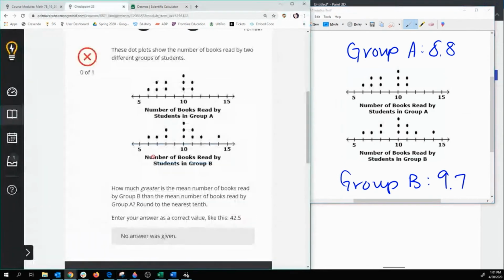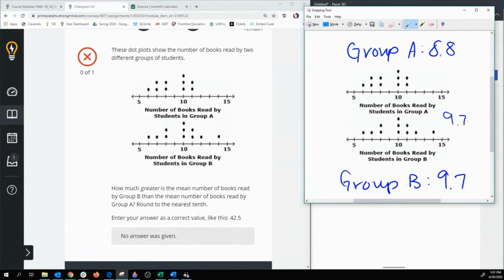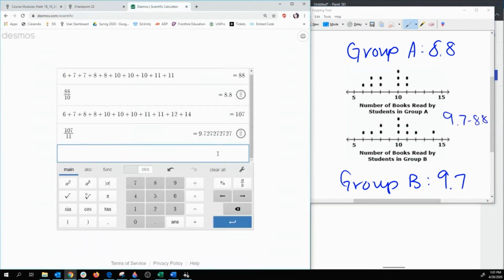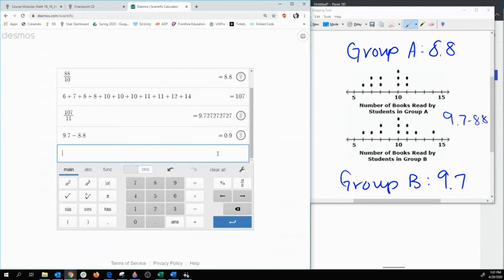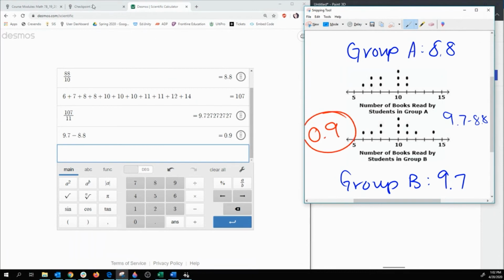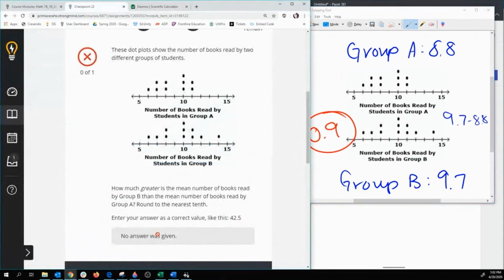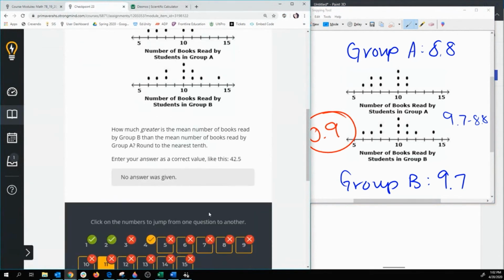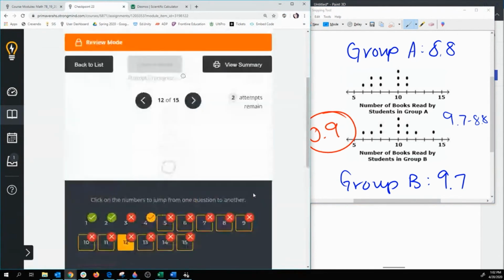So we want to know how much greater is the mean of books read in group B. When I subtract these, 9.7 minus 8.8, I get 0.9. So the correct answer for this one would be 0.9. All you had to do was find your average and then subtract them. Number 12.